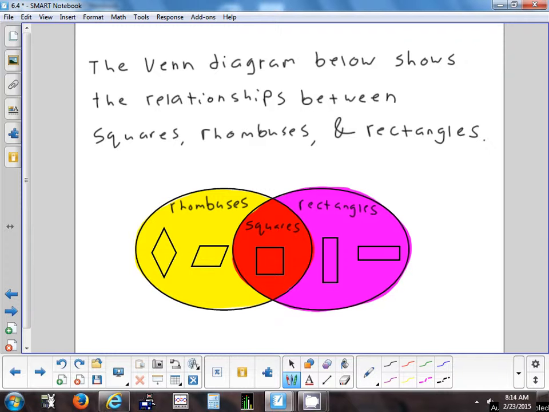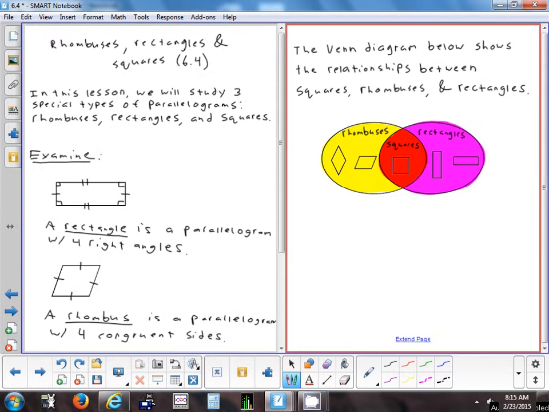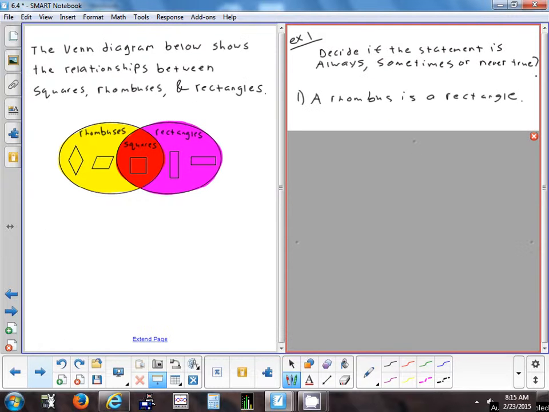Okay? Mr. Hager, why did you have to color code it? Because the colors don't matter. Yeah, just, I don't know, make it a little easier to see, I guess. The color red. Okay, any questions on the relationship between rhombuses, rectangles, and squares? When you put the yellow over the purple, that's what it does automatically.